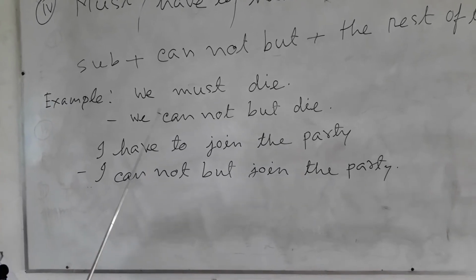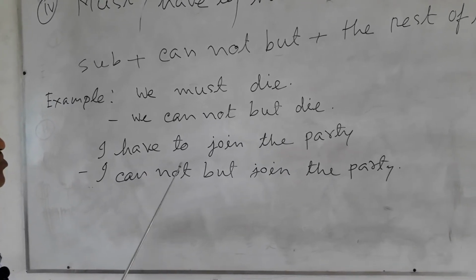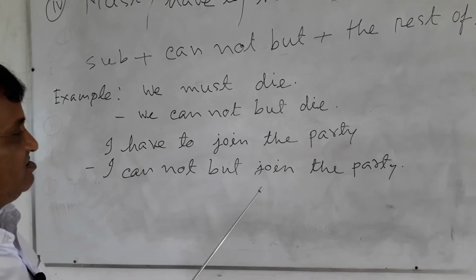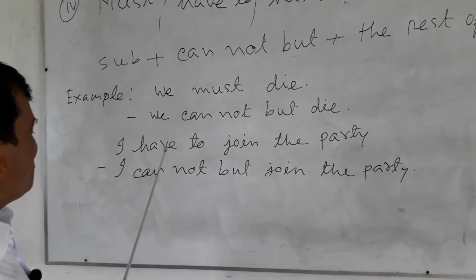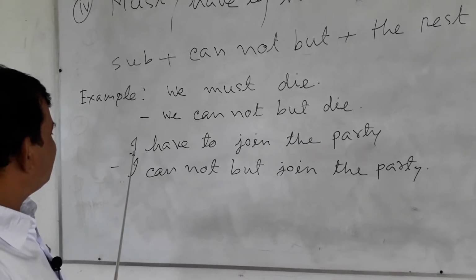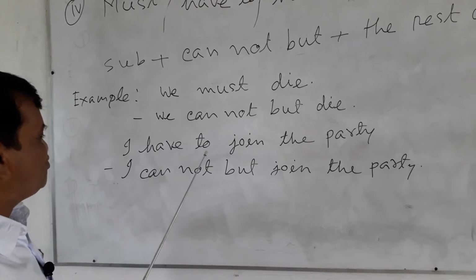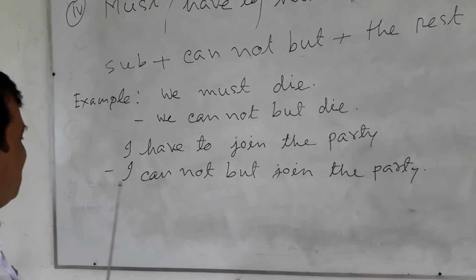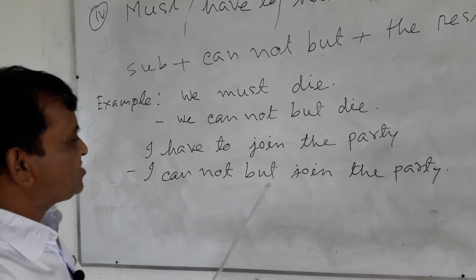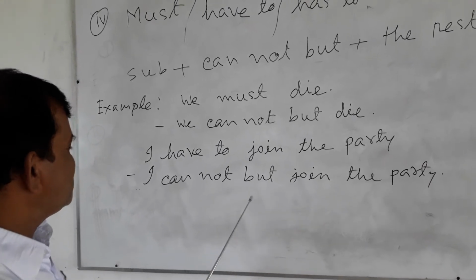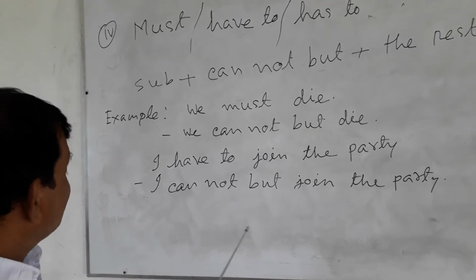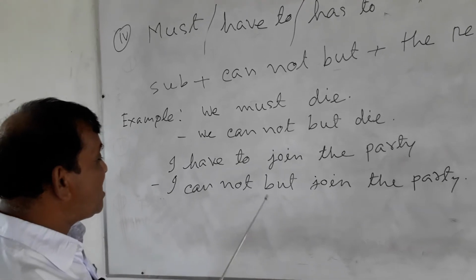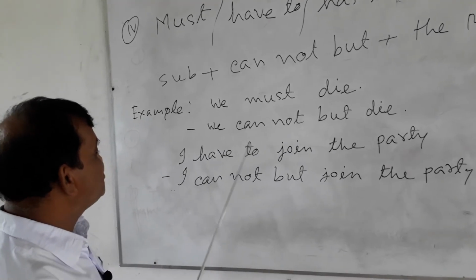Similarly, I had to join the party. Here we see after the subject, have to. The answer: I cannot but join the party. Here I use cannot but in place of have to.